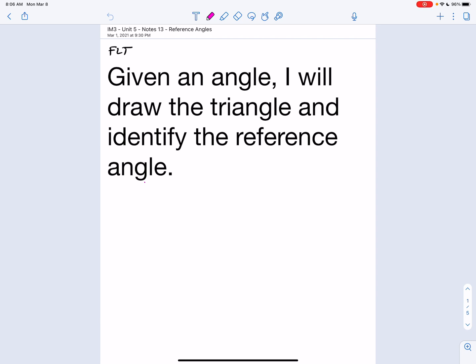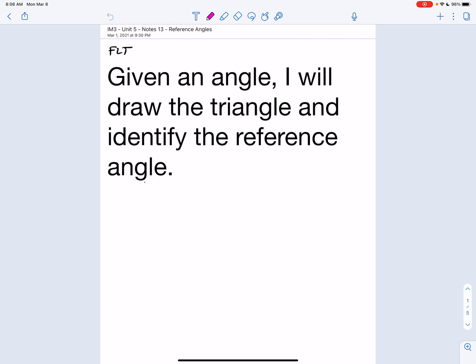Hey everyone, this is notes number 13, reference angles. Go ahead and write down the FLT here and then we'll go ahead and get started. Just a reminder that you should always pause whenever you need to, either to write things down or to reflect when I ask you a question, okay?